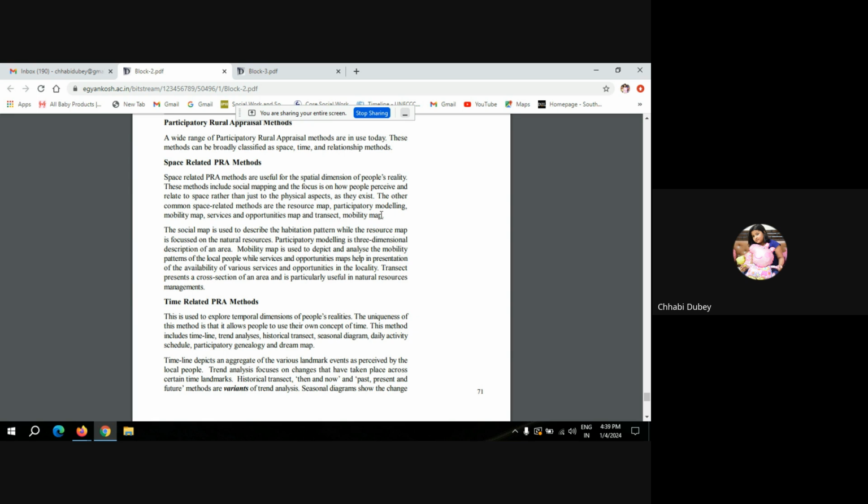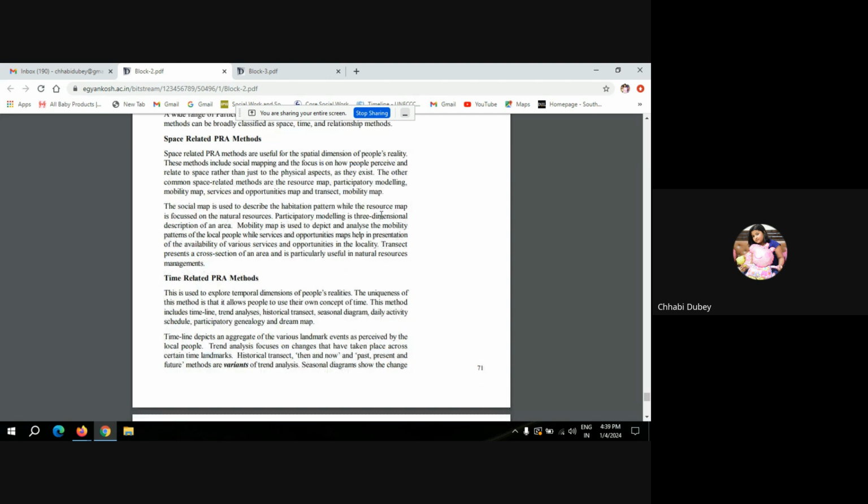The second is the time-related PRA method, which explores the temporal dimension and allows people to use their own concept of time. There are certain methods used here. For example, the timeline method, trend analysis, historical transect, seasonal diagram, daily activity schedule, participatory genealogy, and dream map. All of these methods are used in time-related PRA methods.